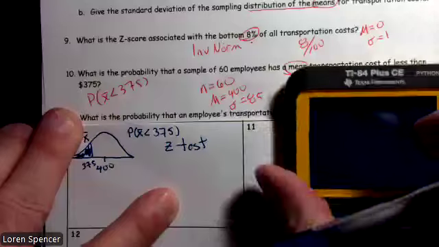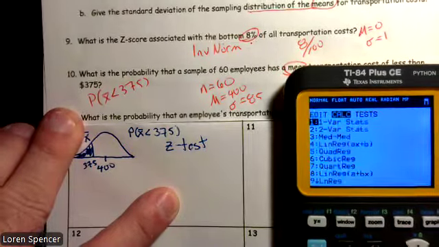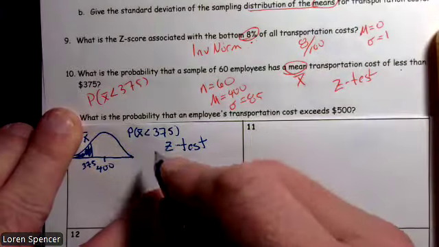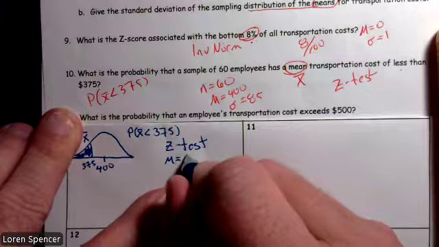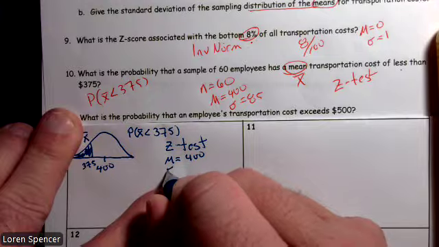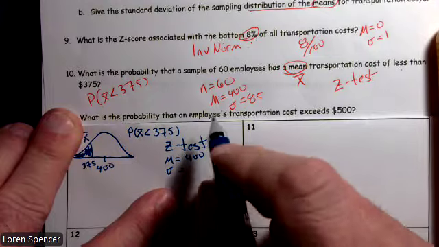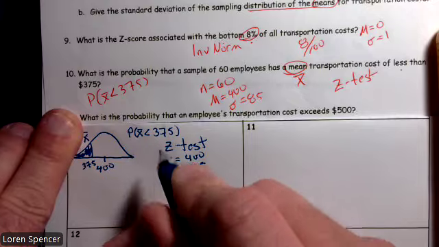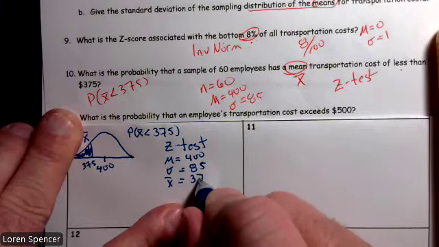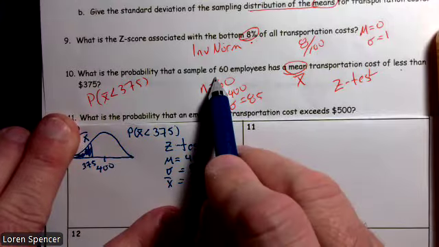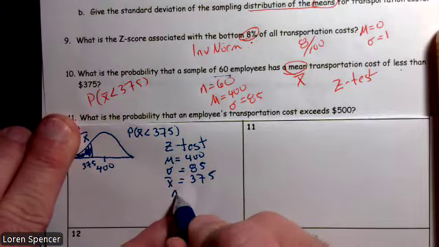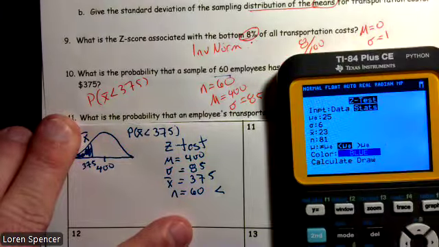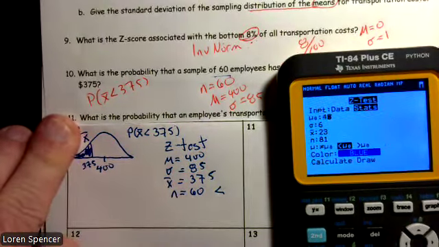Let's see what the calculator asks for, in the order it asks for it. Stat, test, z-test, mean. Well, we know the mean is 400. The next thing it asks for is the standard deviation. We know the standard deviation is 85. Then it asks for our X bar. Well, we have that right there. That's 375. And it asks for our sample size, and they told me we had a sample of size 60. And please don't forget, we are shading to the left.